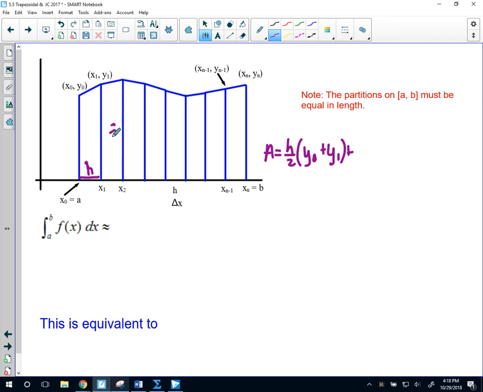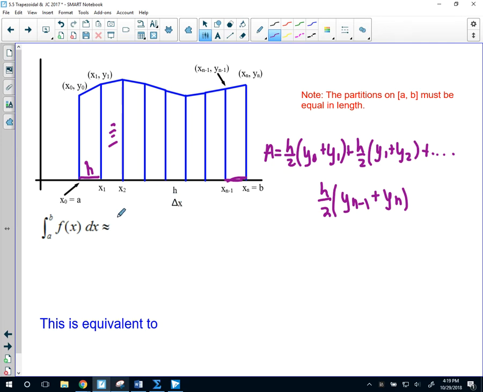And then I would go on to the next trapezoid. So the next trapezoid would be h over 2, same height, times, well, now my next y value is y1, and then y2. And I could keep going, as many trapezoids as I have. My last trapezoid would still have a height of h right here. Base 1 would be y sub n minus 1, and the last base is yn. Well, it's really a messy formula, so we're going to try and simplify it a little bit.